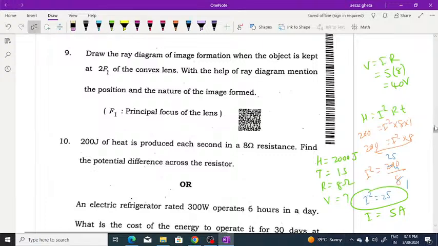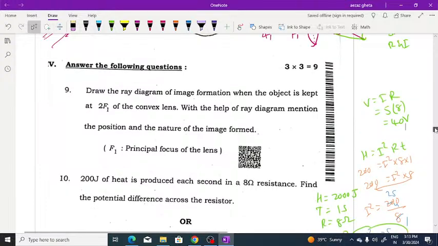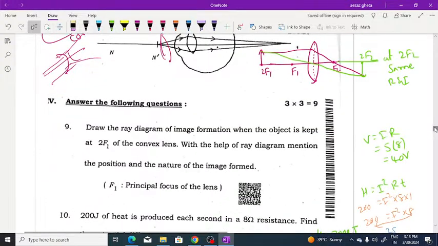But where is the object? The object is kept at 2F1 now. See, the object is at 2F1. With the help of a ray diagram, mention the position and nature of the image. F1 is the principal focus.